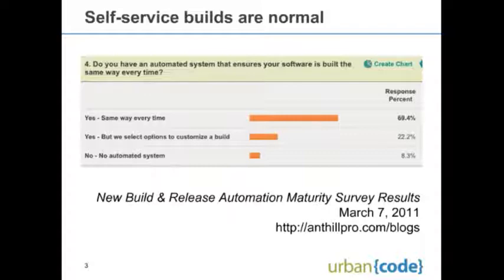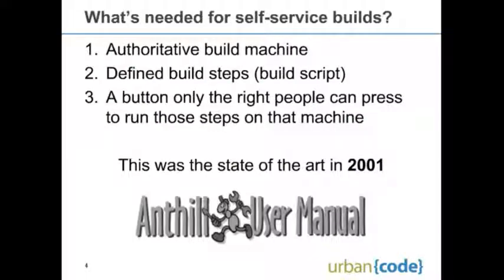Yeah, and of course, there's probably some selection bias in our audience. People on our mailing list hopefully are above average on their level of adoption maturity. But this also mirrors our experience when we go to accounts, that very often they do have a system in place. And it's not too surprising because it really doesn't take that much to put self-service builds in place. I mean, basically, all you really need are three things. You need an authoritative build machine, like the official build machine of record. You need your defined build steps, which is usually going to be encapsulated in a build script, and then a button that the right people can press to run those steps on that machine.